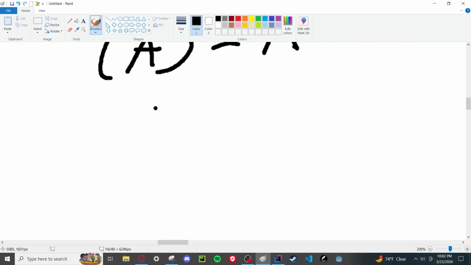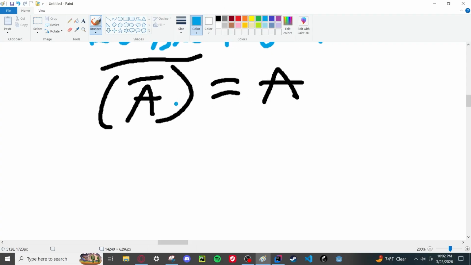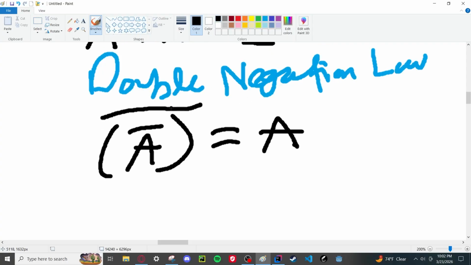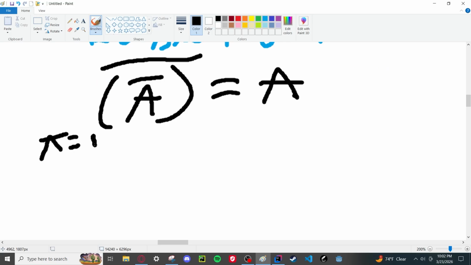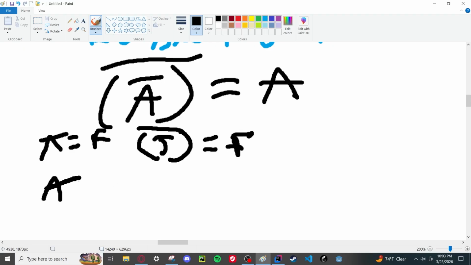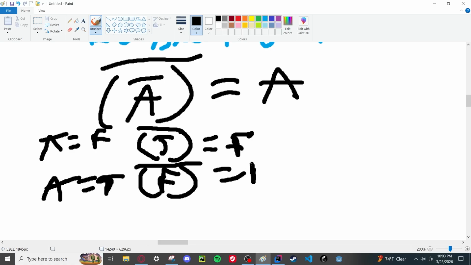And that's it. And I guess if you want an expression, if A is false, we're going to have not false, which is true, but then you're going to not that and you're going to go back to false. If A is true, you're going to have not true, which is false, but then you're going to not that and you're going to go back to true. So no matter what you do, you're going to end up back where you started.